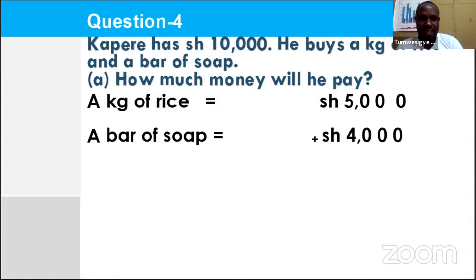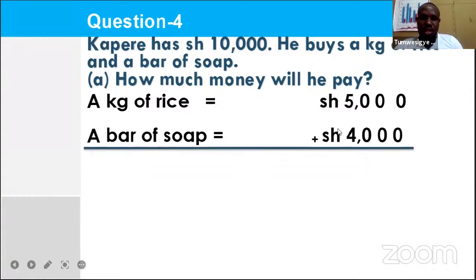Let's move on, class. Now we are here. What are we going to do? Let's first underline here using a ruler. Don't underline using hands. It's not good.